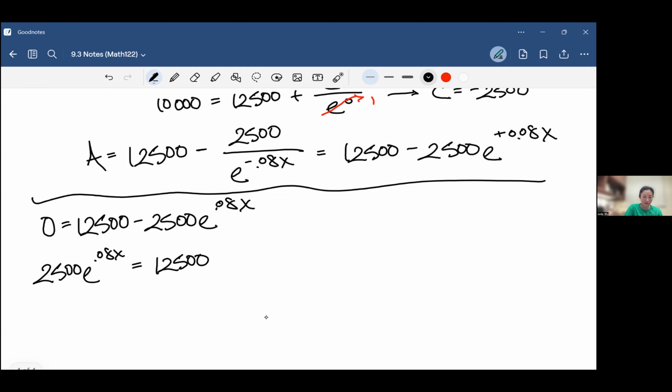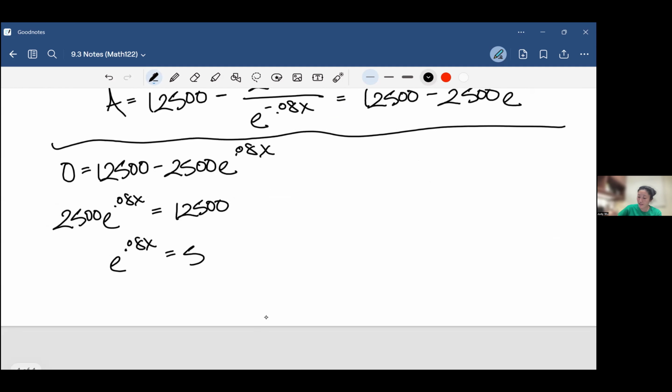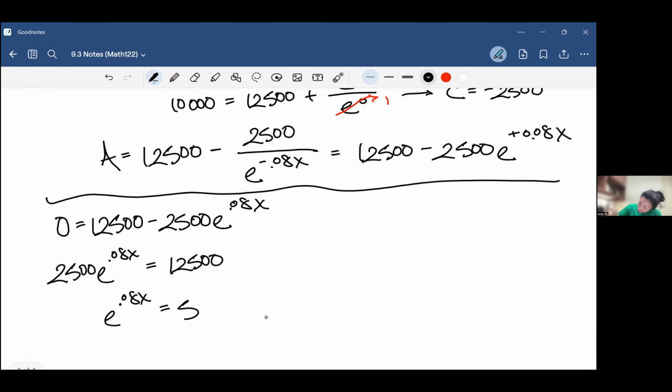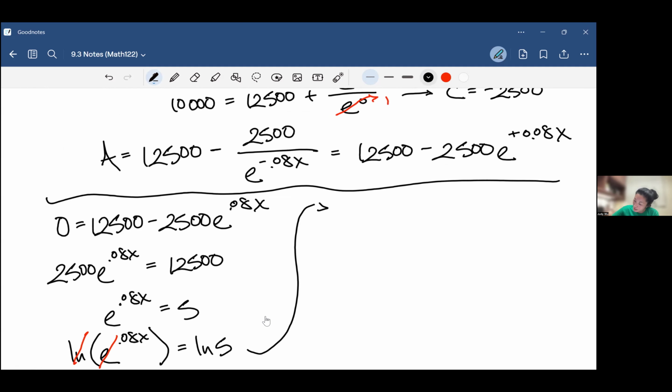So let's see what we get. 12,500 divided by 2,500 gives me 5. So e to the 0.08x equals 5. All right, we've got to use our exponential equation solving skills. We're going to natural log both sides. So that's going to give us natural log of e to the 0.08x equals natural log 5. The beauty of this, natural log and e cancel. So I'm going to get 0.08x equals natural log 5, and natural log 5 over 0.08 gives me my x.